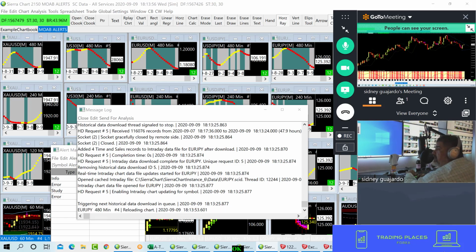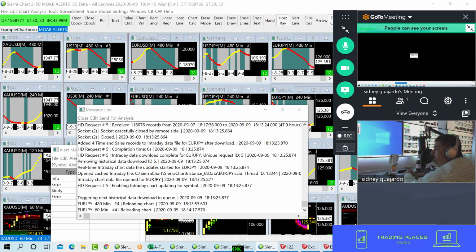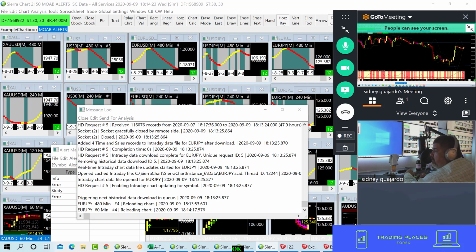All right, let's find the high spot here. There it is. Close enough. Now from here we go to a 60 minute to kind of see what we're doing. Are any of those in play? Not really. So let's figure out where we ended up.